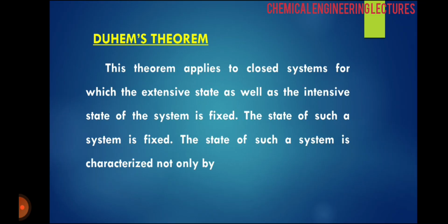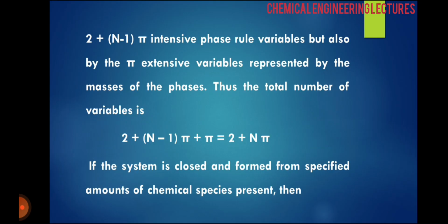Next one is Duhem's theorem. This theorem applies to closed systems for which the extensive state as well as the intensive state of the system is fixed. So the state of such a system is characterized not only by 2 plus (n minus 1) times pi intensive phase rule variables but also pi extensive variables. So both intensive phase rule variables and extensive variables must be considered.